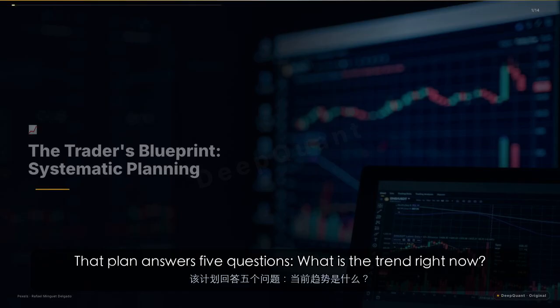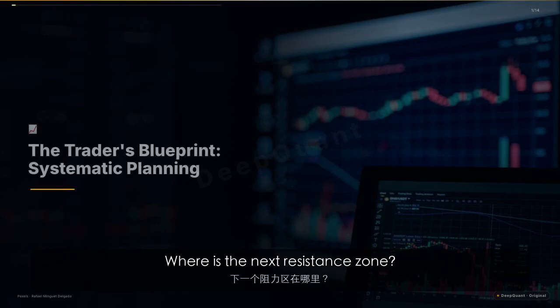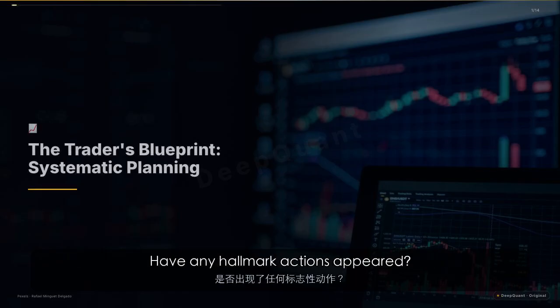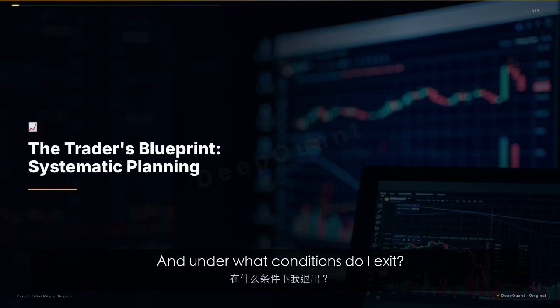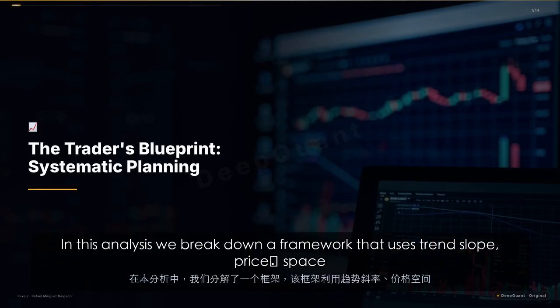What is the trend right now? Where is the next resistance zone? Have any hallmark actions appeared? What is the asymmetric reward relative to my risk? And under what conditions do I exit?